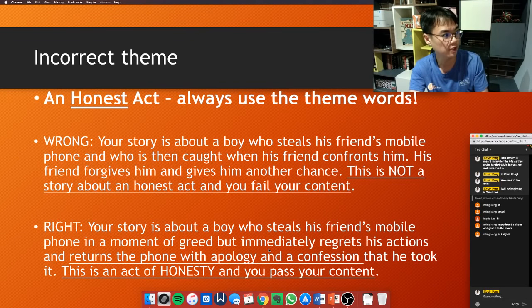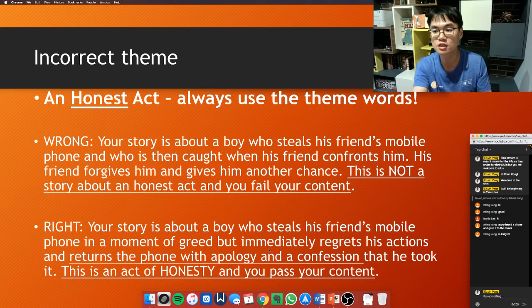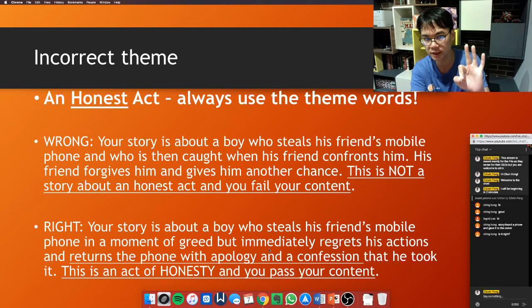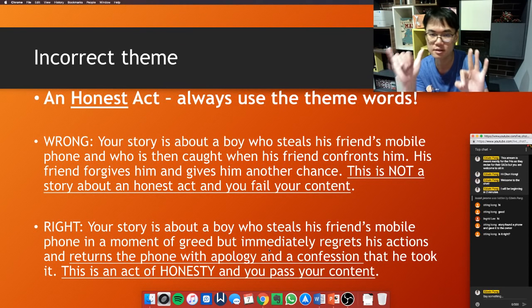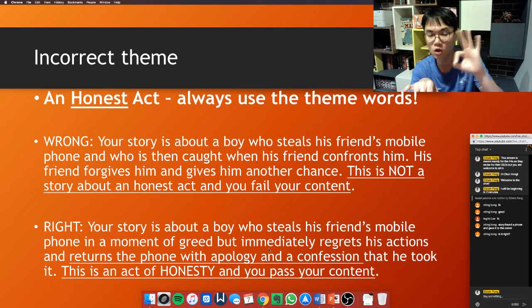They write a story that is not relevant to the theme, and as a result, the teachers are forced to fail you for content. And the moment you fail content, let's say you get 3 out of 10 for content, even if you get 6 out of 10 for your language, you add them together, it's a 9 out of 20. You still fail your composition, and that's a major fail.